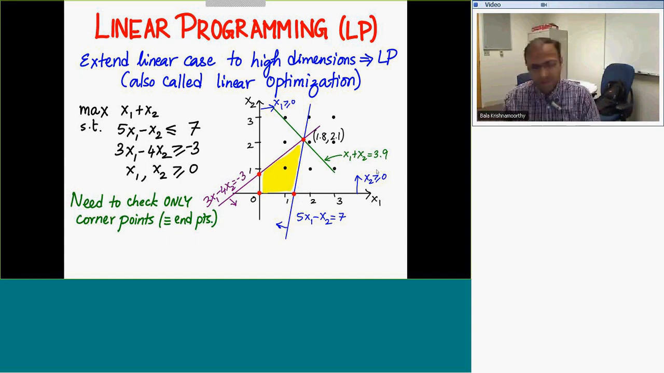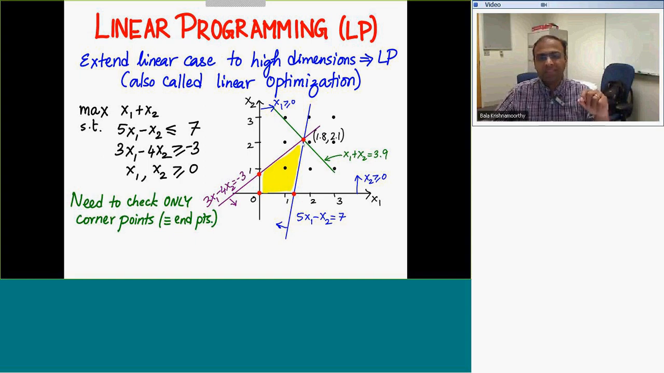There are of course some caveats that I need to make, but in general you still can just check the endpoints and you're good. For instance, you're trying to maximize a linear function x1 plus x2 subject to budget constraints. So instead of the interval, you get a corner region like this. In this case, the endpoints correspond to corner points, and here's your optimal solution.